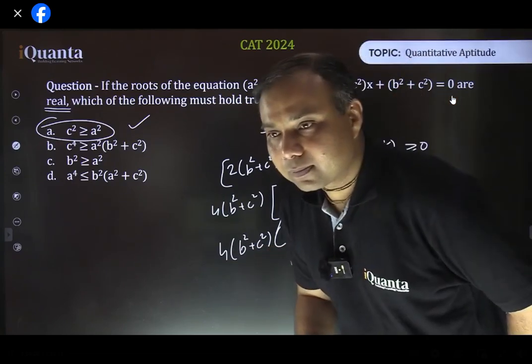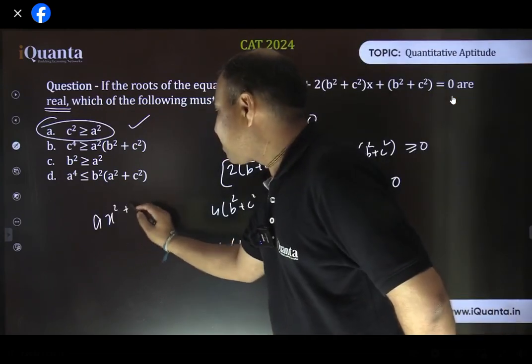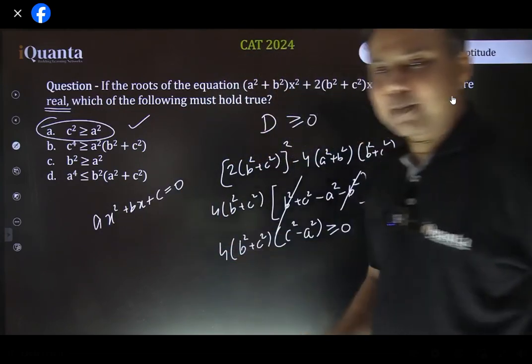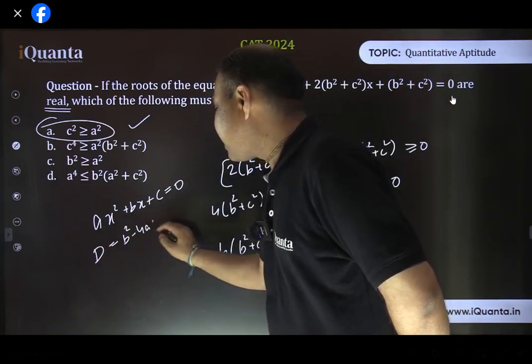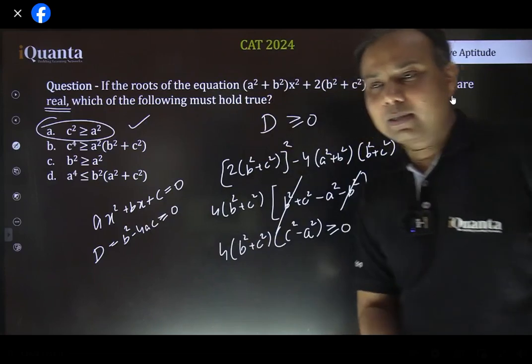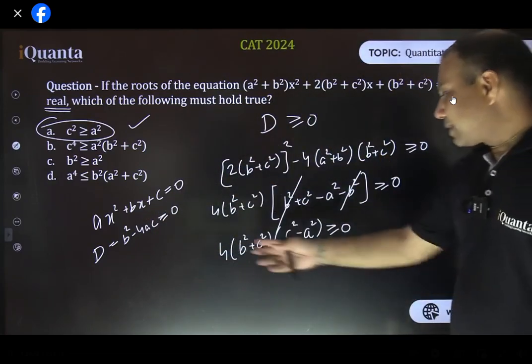Now where did the 4 come from? Sir, do you know that ax square plus bx plus c equal to 0 is a quadratic polynomial. So its root will be real if discriminant, that is b square minus 4ac, is greater than or equal to 0. The 4 came from here. Okay? So we need to see what is b, what is c, what is a. Accordingly, I have written it, and this is the final expression we are getting.